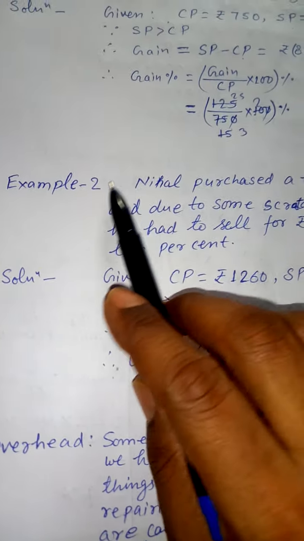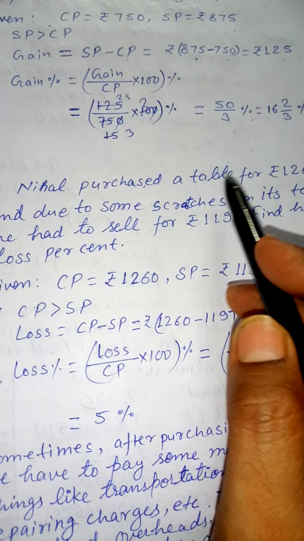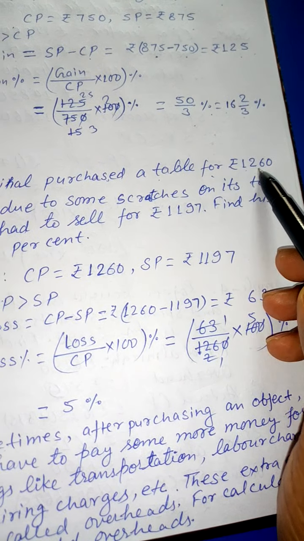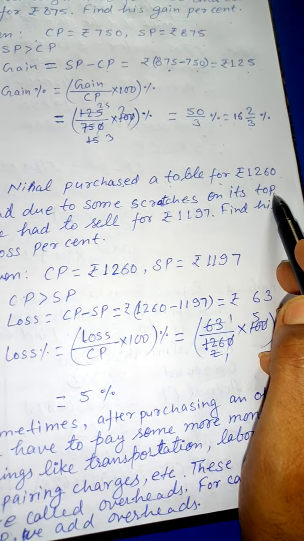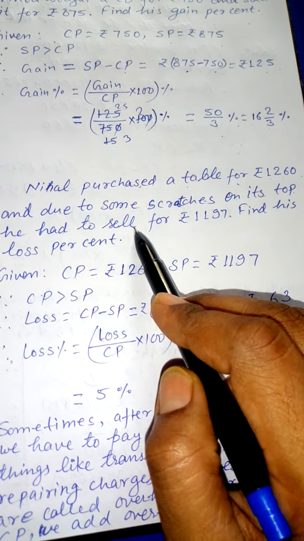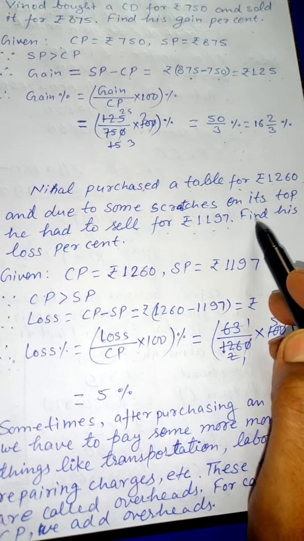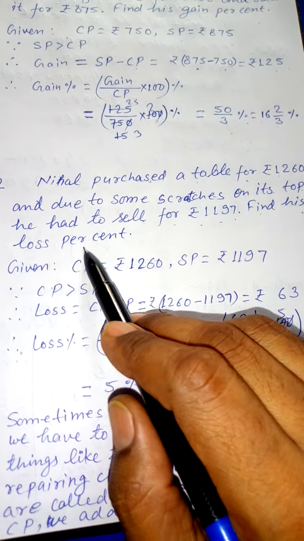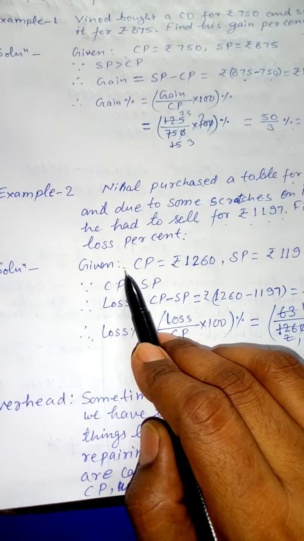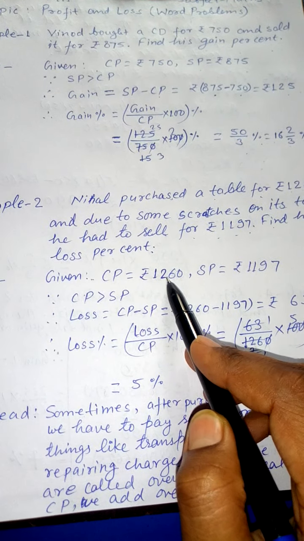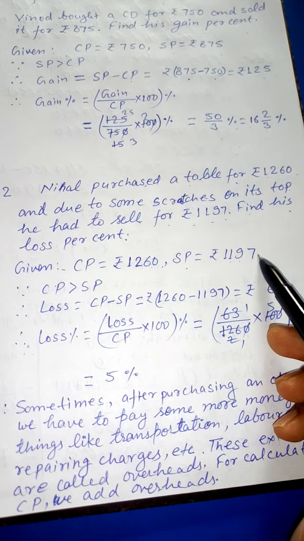Now, in the second example, Nihal purchased a table for rupees 1260, and due to some scratches on its top, he had to sell for rupees 1197. Find his loss percent. So in the solution, given cost price is 1260 rupees and selling price is 1197 rupees.